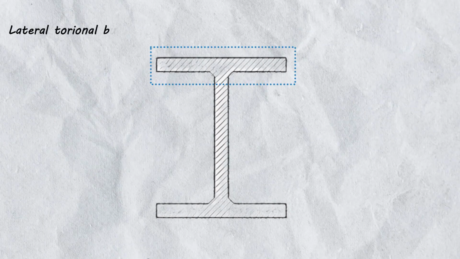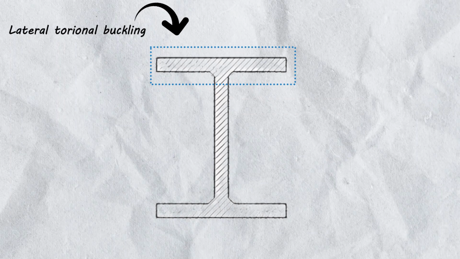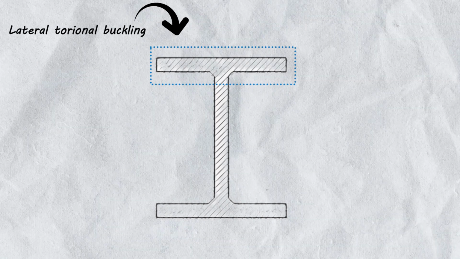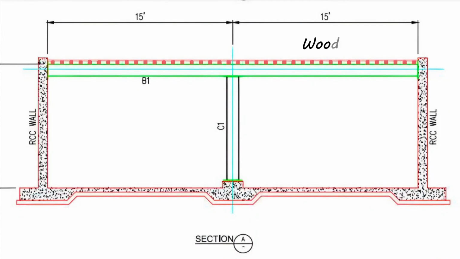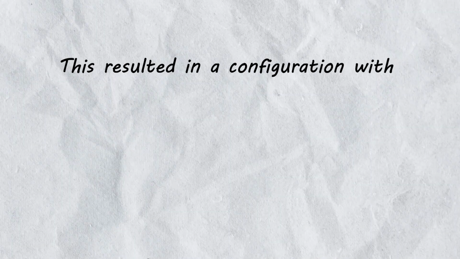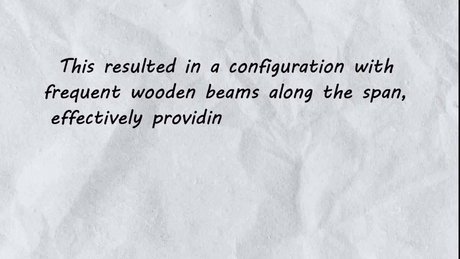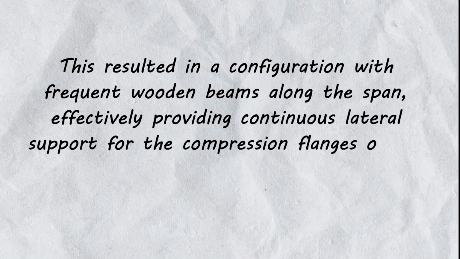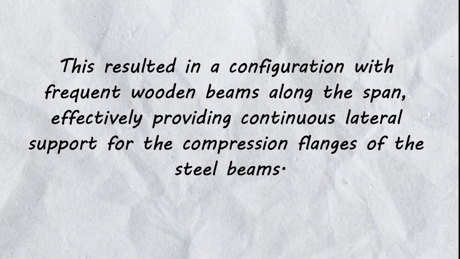One challenge we faced during the design process was lateral torsional buckling in the compression flange of the I-shaped steel sections. To address this, we proposed continuous bracing using wooden beams placed on top of the steel beams. Since the clear spacing between the wooden beams was not specified in the project, we used engineering judgment. This resulted in a configuration with frequent wooden beams along the span, effectively providing continuous lateral support for the compression flanges of the steel beams.